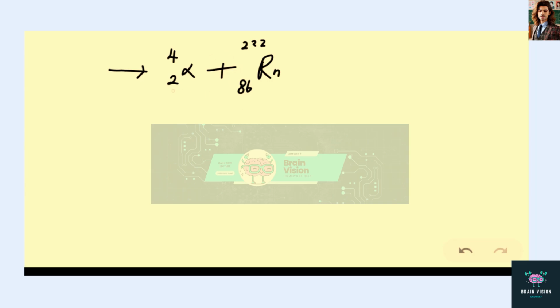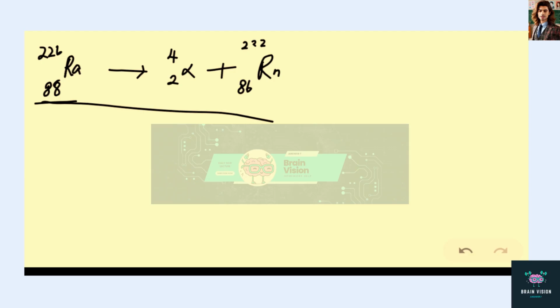On the right hand side we have a total proton number of 88, so the parent nuclide must have 88 protons. The total nucleons is 226, so we must have 226. Looking up the periodic table, the element with 88 protons is radium. This must be our parent nuclide, and this will be the entire decay equation.